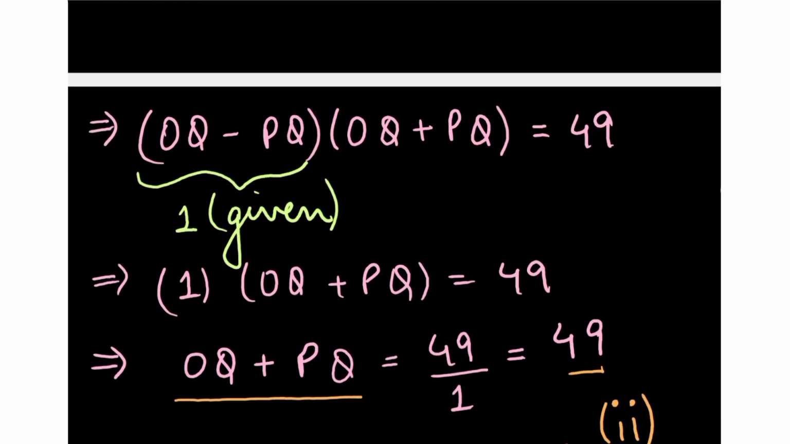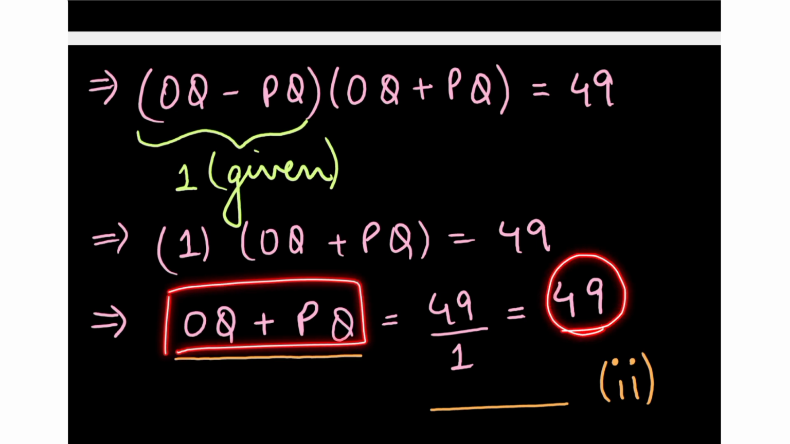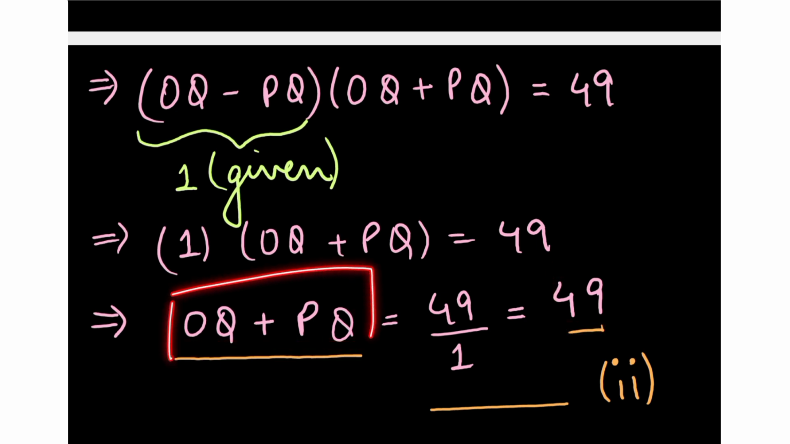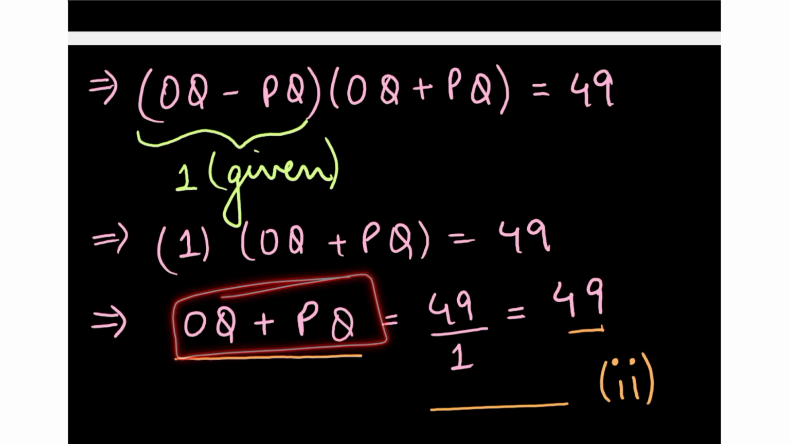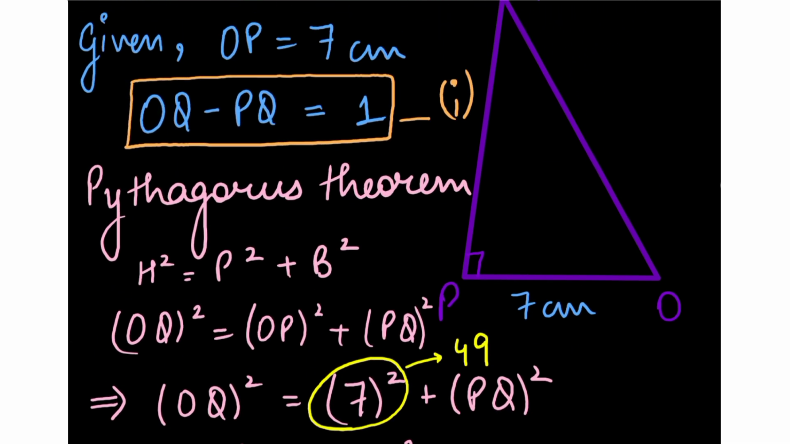So applying this, we get this equation, and in the question we have that the difference between OQ and PQ is 1, which is given in the question, and OQ plus PQ we don't know. So by putting the value 1 in place of OQ minus PQ, we get that OQ plus PQ is equal to 49. This is also an equation that we get. Now we can solve these two equations: OQ plus PQ is equal to 49 and OQ minus PQ is equal to 1.